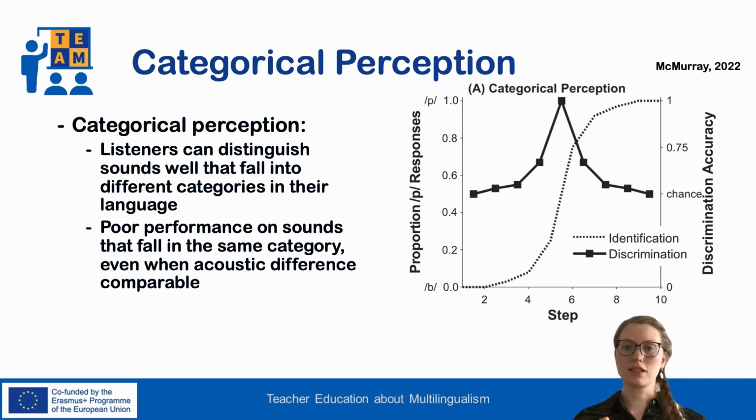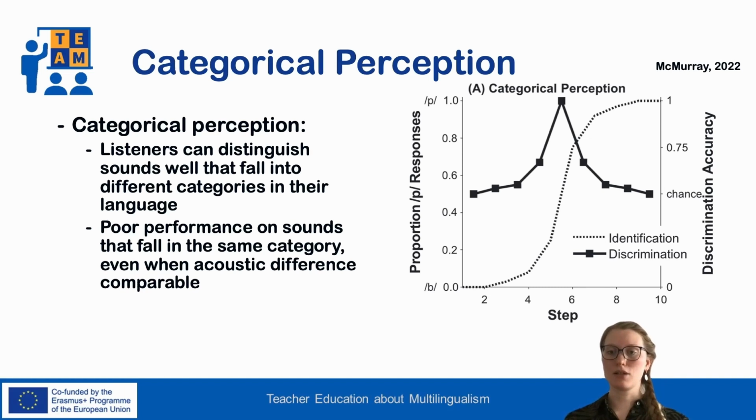So these speech category boundaries help us a lot in distinguishing the sounds, and these categories help us more than just the acoustic difference. And this is also what we see here on the right. So here the difference between the p and the b, so the voicing, was manipulated.